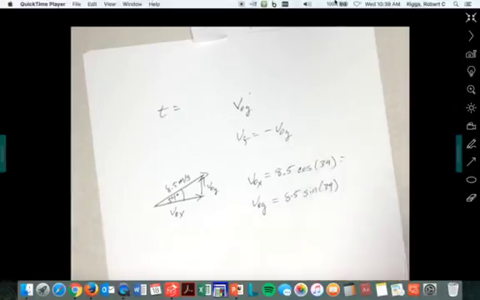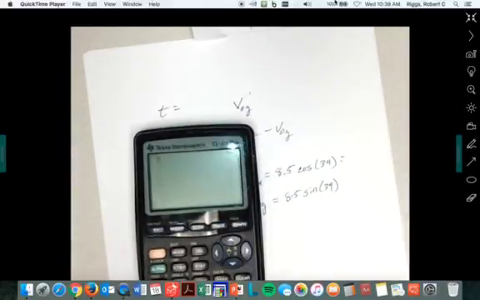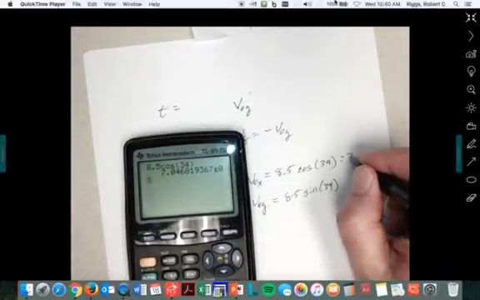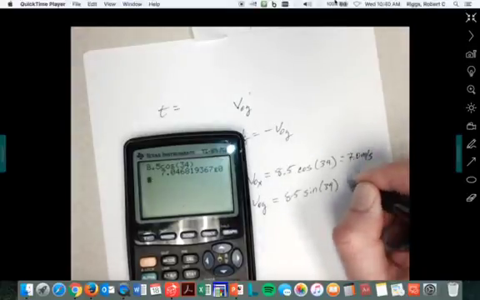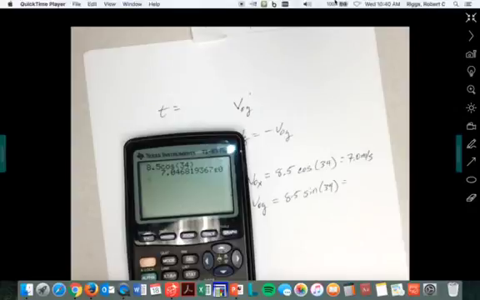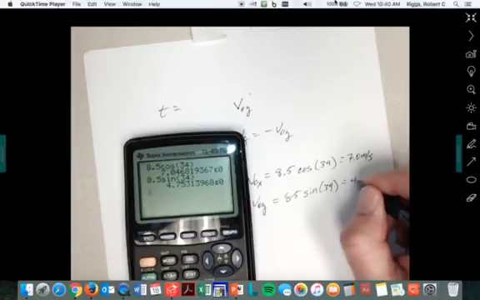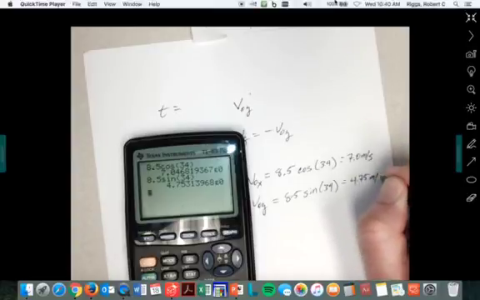Let's go ahead and plug those in. Here's how this would work on my calculator. It works nicely. I can go 8.5 cosine 34, close the parenthesis, and boom, I get 7 meters per second. And then for the y part, 8.5 sine of 34. That's going to be a smaller number. It's 4.75 meters per second. That's all there is to it.